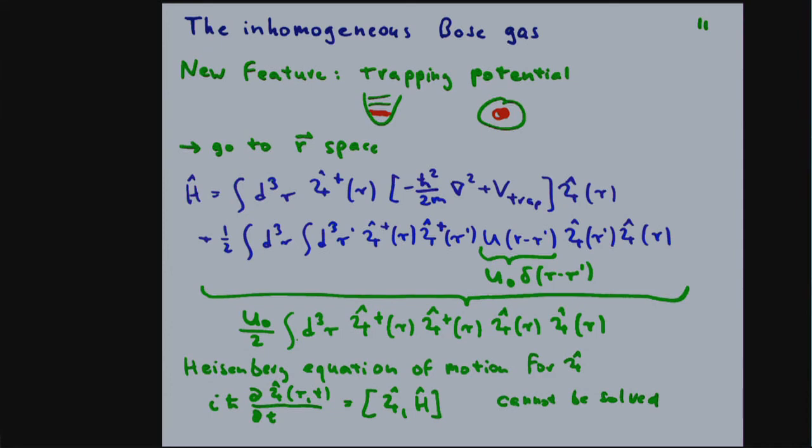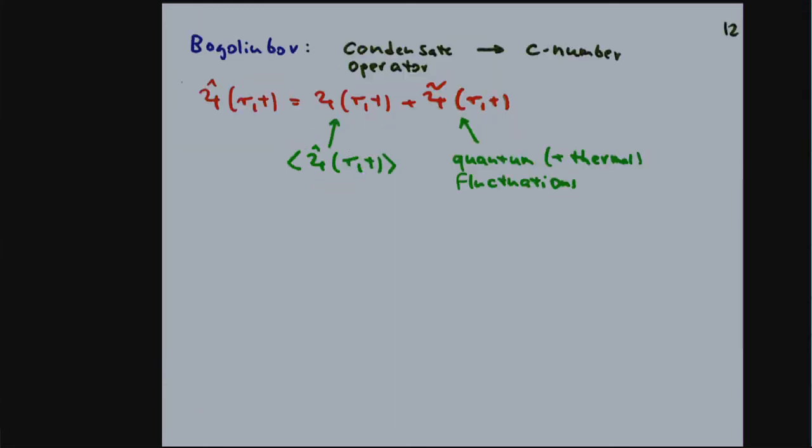We can formally solve the equation by writing down Heisenberg's equation of motion for those field operators, but of course this cannot be solved. Remember, products of 4 operators are hard. We have to reduce it to 2 operators. And this is actually done by the Bogoliubov approximation again, but it's done here in the following way.